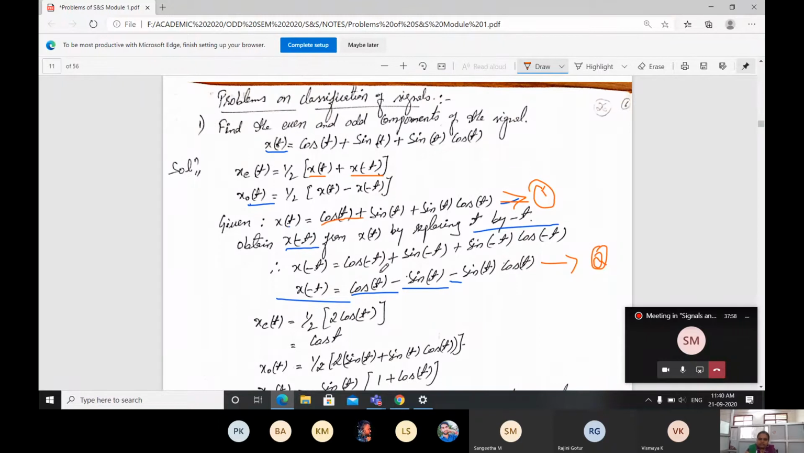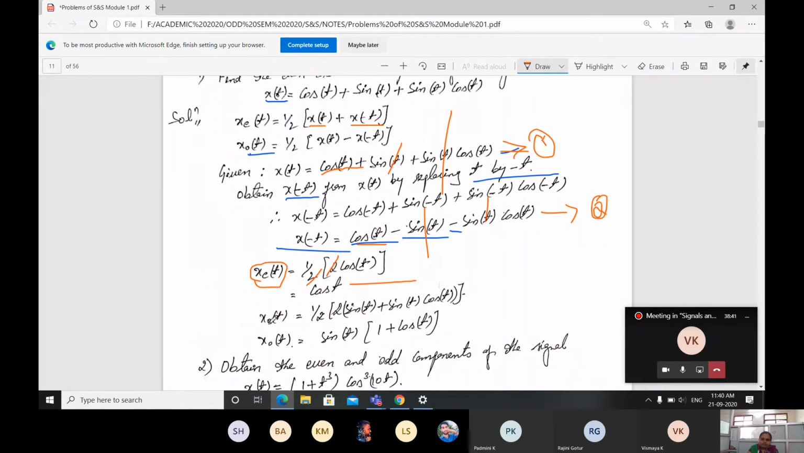Here cos t, here cos t is there, so if I add these two, you will get 2 cos t. Here plus sin t is there, here minus sin t is there. Plus and minus cancel off. Then again plus sin t cos t, here minus sin t cos t. If I add these two, this is also cancelling off. So I will be left with, if I add x of t and x of minus t, 2 cos t. Then multiplying with 1 by 2, the 2 cancels and I am left with cos t. That is the even part of the signal.